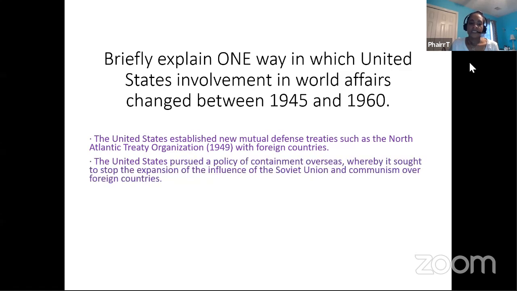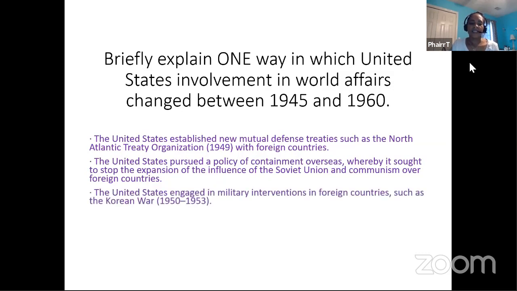Another thing you could mention is that the United States pursued a policy of containment overseas, whereby it sought to stop the expansion of the influence of the Soviet Union and communism over foreign countries. And of course, this comes from the long telegram from George Kennan, and how he realized that communism exists. We don't want to go into another war now that Russia knows that we have these weapons. So let's just practice this policy of containment. And again, you will understand more about containment tomorrow and why this policy was the most important, because they were looking at fighting the Cold War and trying to suppress communism without having to actually wage another war.